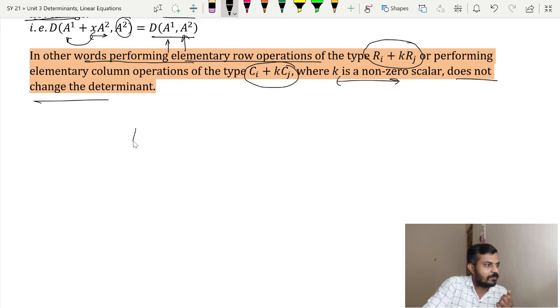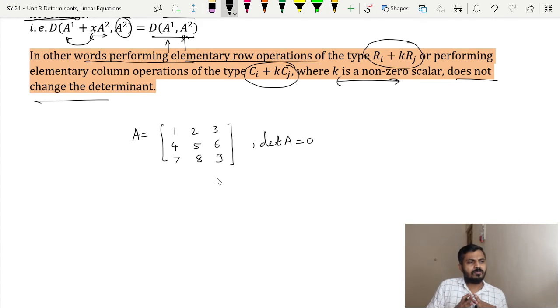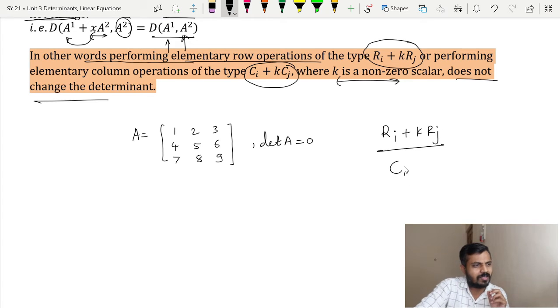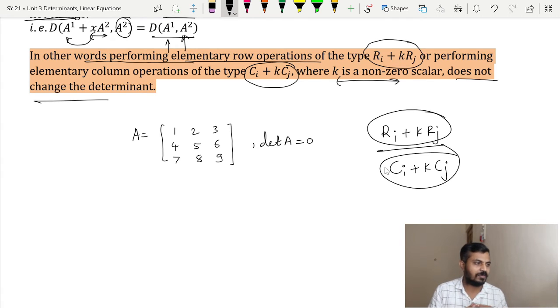Suppose my matrix is, let us say, 1 2 3, 4 5 6 and 7 8 9. Now we already know that the determinant of this matrix is equal to 0. Sometimes a bigger matrix is given to us and finding its determinant is really difficult. So what we do is, we try to make some entries of this matrix 0 by performing row operations, either Ri plus k times Rj, or column operations of the type Ci plus k times Cj. These operations do not change the value of the determinant.